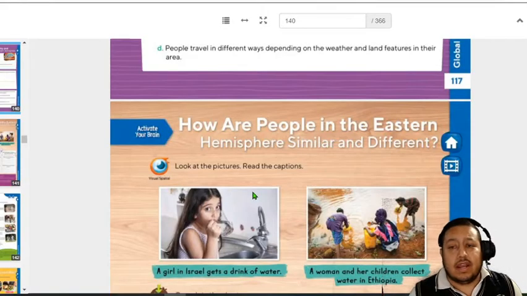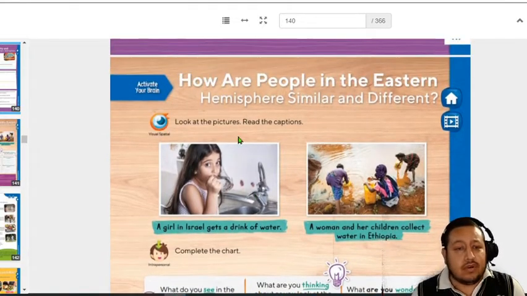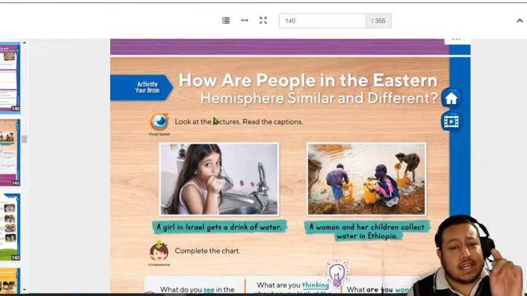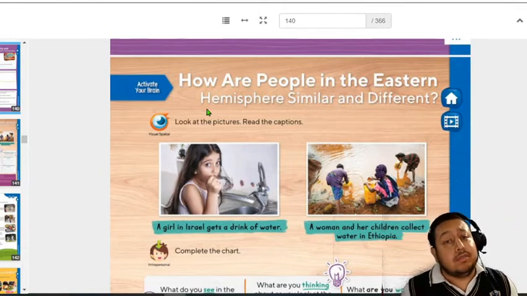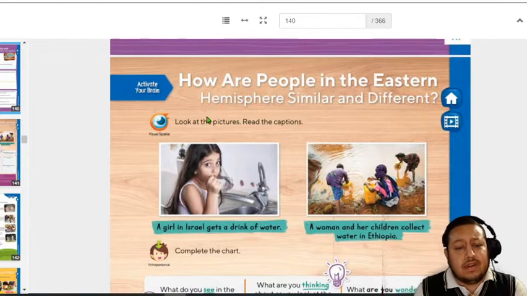Let's continue, and I want you to be on page number 118. Here we have these two pictures as well. So the topic of today, guys, is this. How are people in the Eastern Hemisphere similar and different, right? You're going to tell me, how are they similar? How are they different, right?